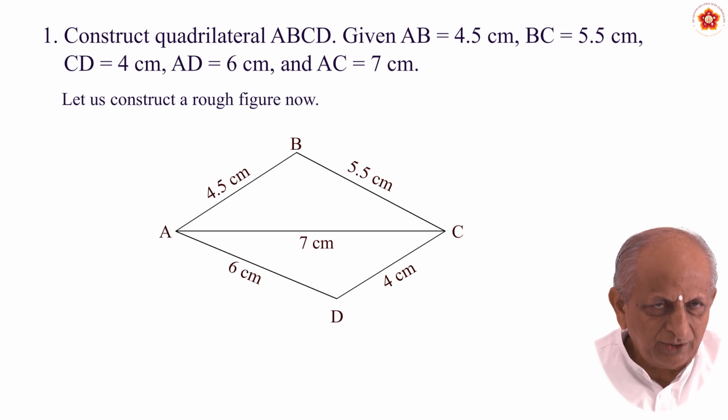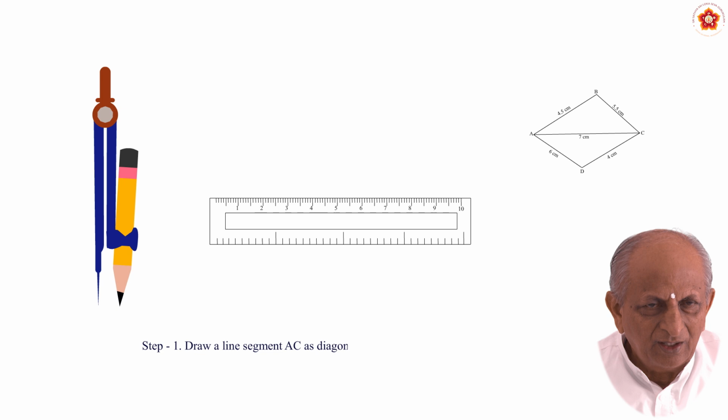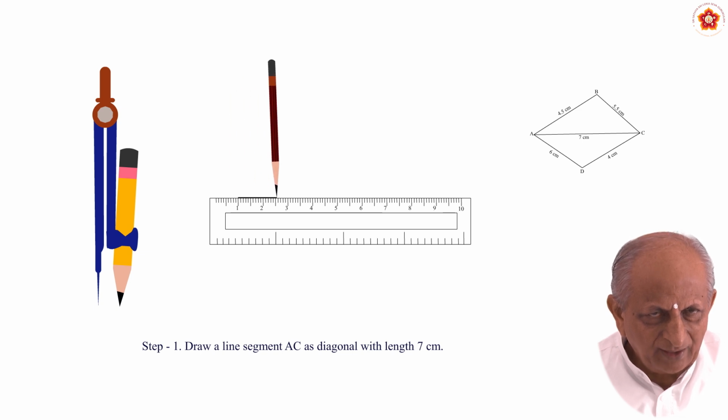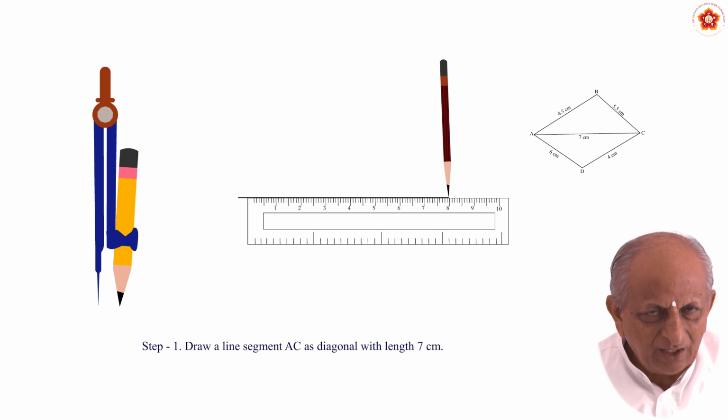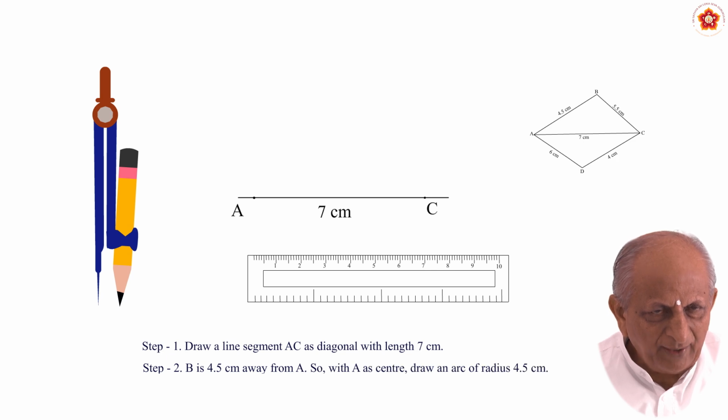Okay, come on, let us do the neat figure. Come on, all of you take a pencil with a compass and a scale. Okay, first thing is draw a line segment AC with length of 7 centimeters. Come on, the pencil must be very sharp. Okay, now you have drawn the line AC. What is the line called? That is called diagonal. How many diagonals are given? One diagonal.